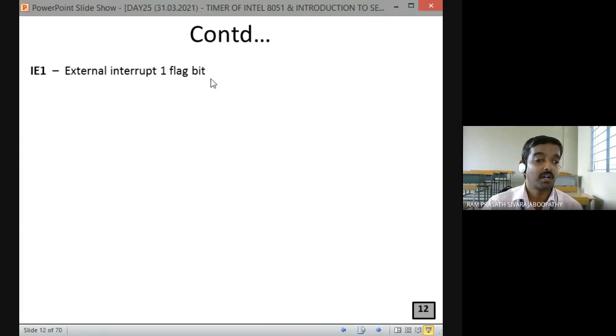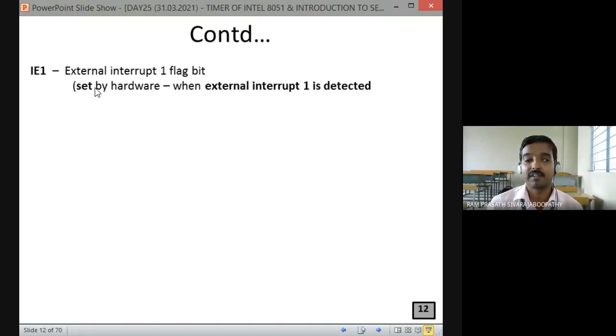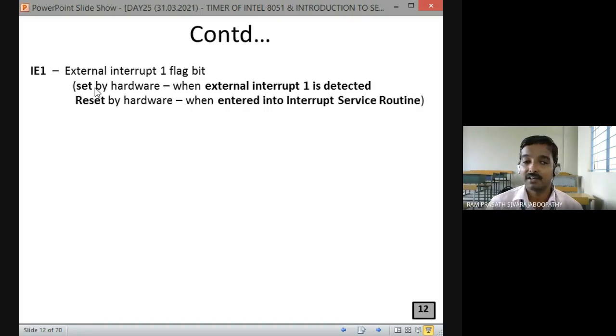External interrupt 1 flag bit. That means whenever external interrupt occurred, this flag will be set. Similarly, once the service routine is entered, this flag is reset automatically, like your timer overflow flag, correct? Is it clear? If external interrupt 1 has occurred, this bit is set by hardware. Once the service routine is entered, it will get automatically reset.